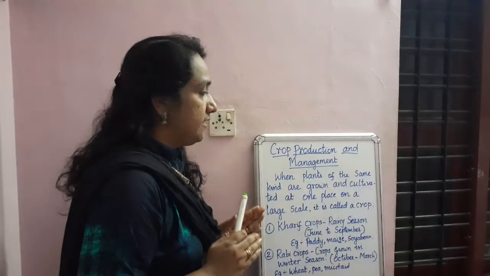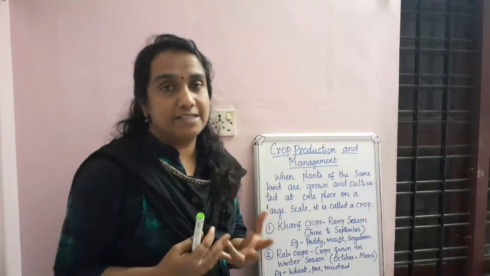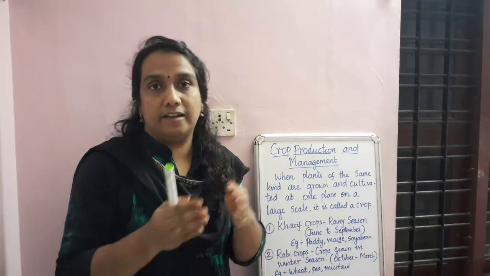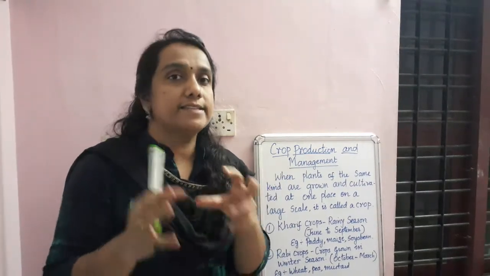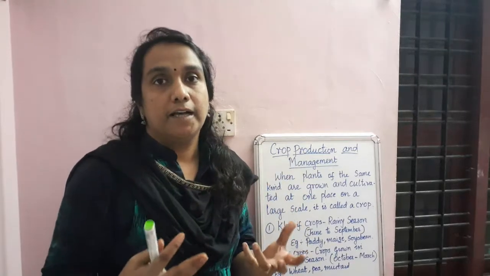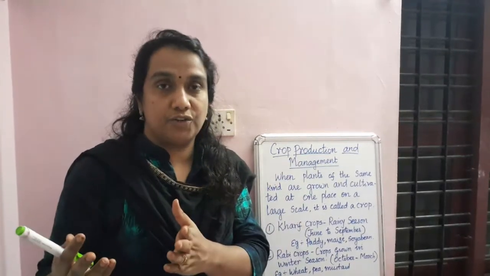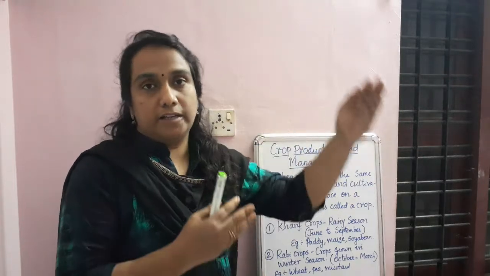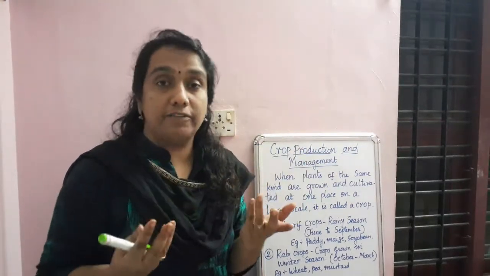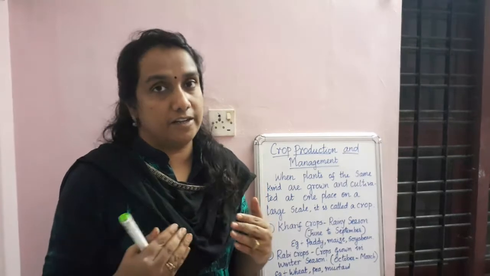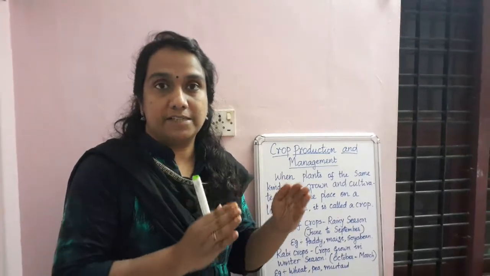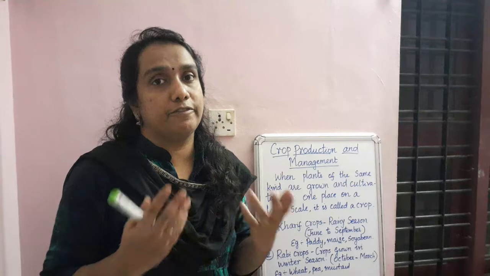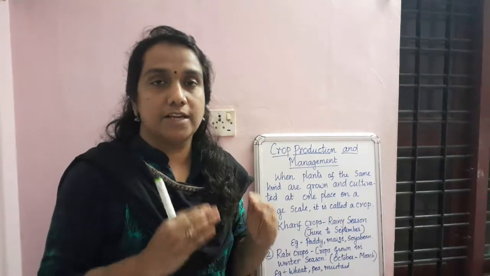So in India we can see different climatic conditions. India has different states, right? In each state the climate will be different. In Kerala one climatic condition will be there, in Karnataka, Tamil Nadu, like that. Different states have different climatic conditions. So depending upon the climatic conditions, we can see different types of crops in each state.